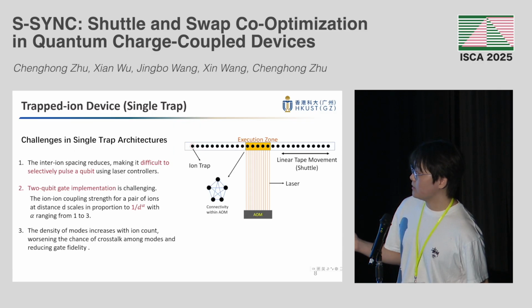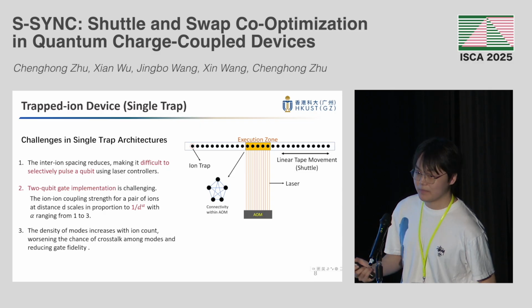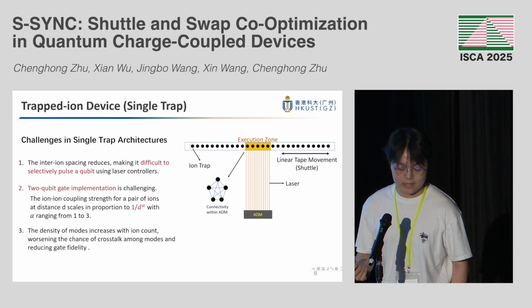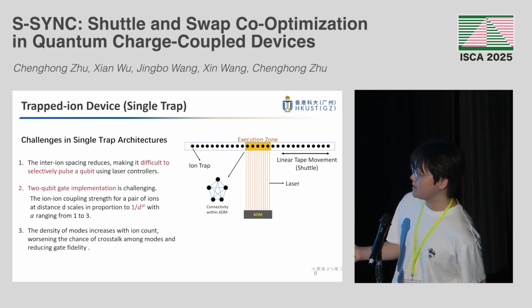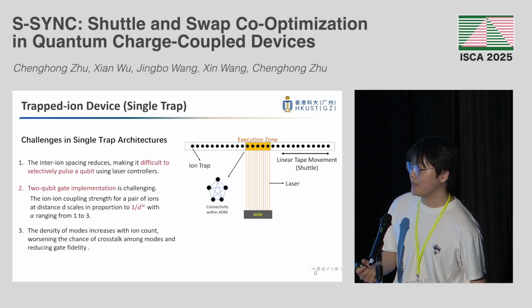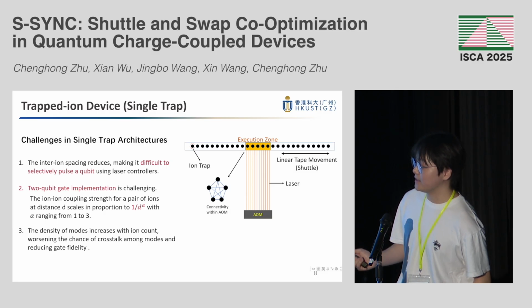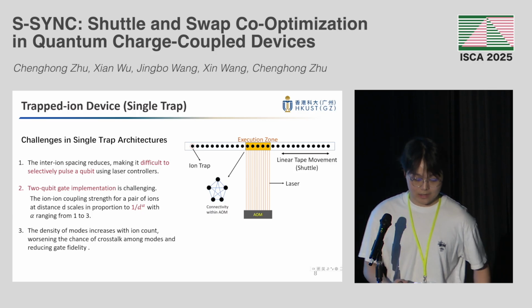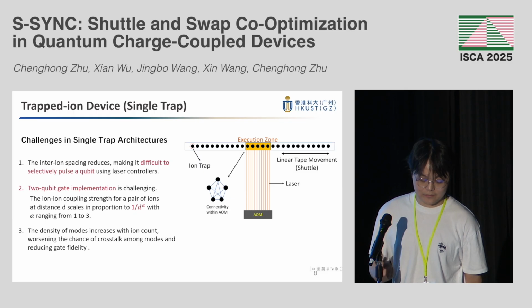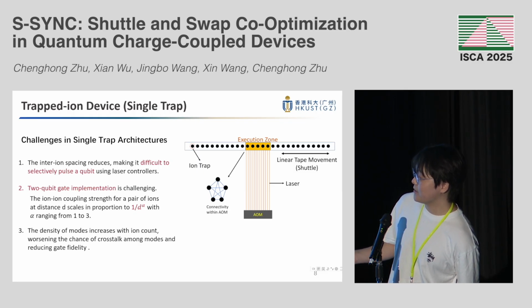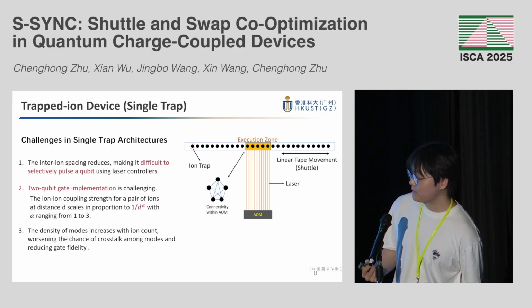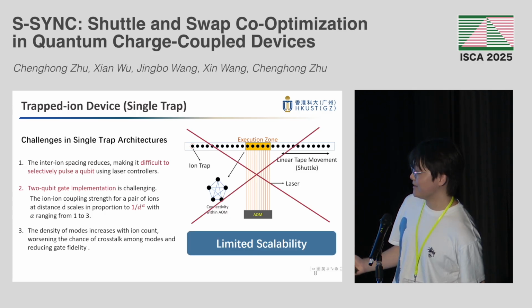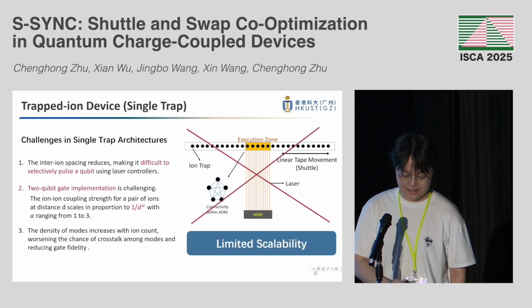Also, for such TILT devices, there are many problems. According to IonQ's report in 2018, such a device can only contain up to 180 qubits. And even though we can have 100 qubits in such a device, the inter-ion spacing reduces, making it difficult to selectively pulse a qubit using the laser controllers. The two-qubit gate implementation is also challenging. So, to put it simply, relying purely on this device is not good, since it has limited scalability.